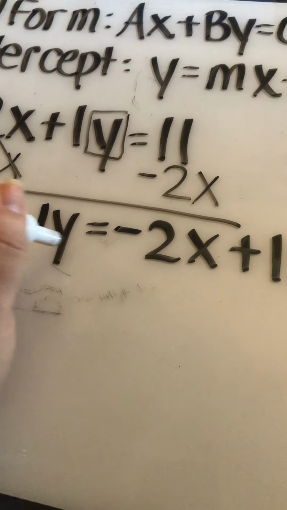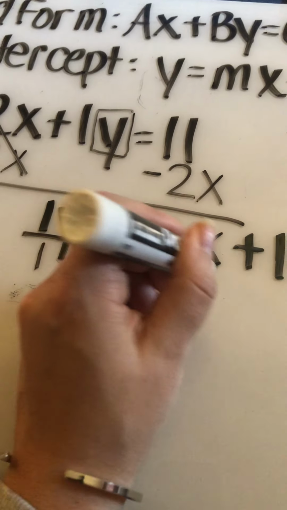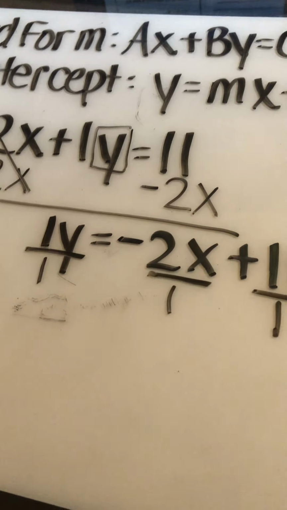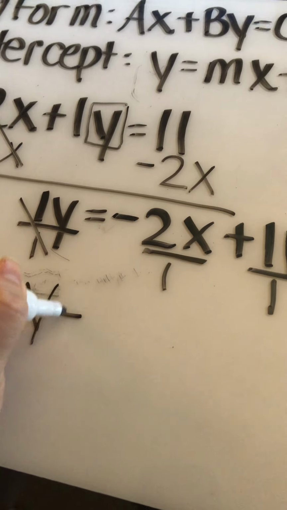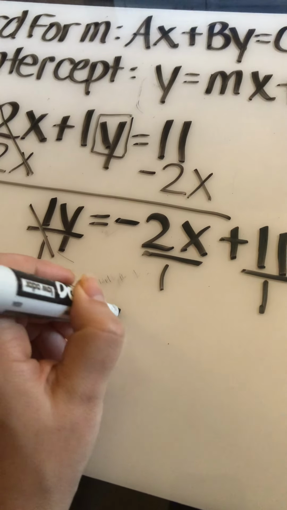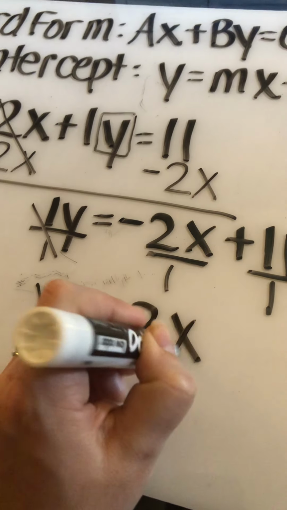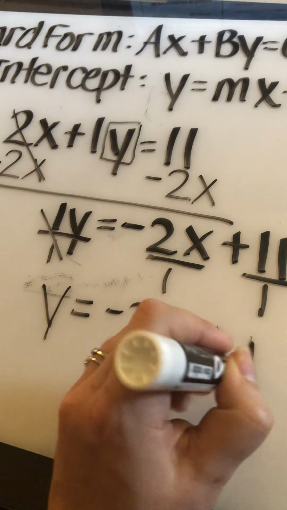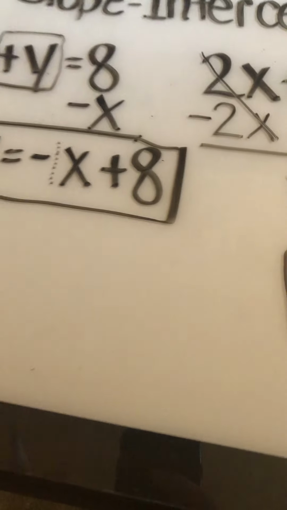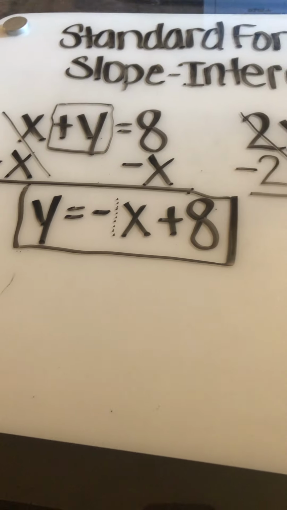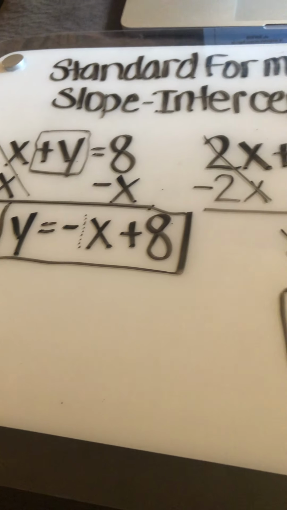And then we have 1y left, so I'm going to divide by 1, which really doesn't change anything, but I'm just showing you how to get rid of that coefficient. And we'll be left with y equals negative 2 divided by 1 is negative 2, x, 11 divided by 1 is 11. So again, we're in our slope-intercept form. So now that we have both of these equations in slope-intercept form, now we can graph them using what we did yesterday. Okay, so I'm going to take my graph now.